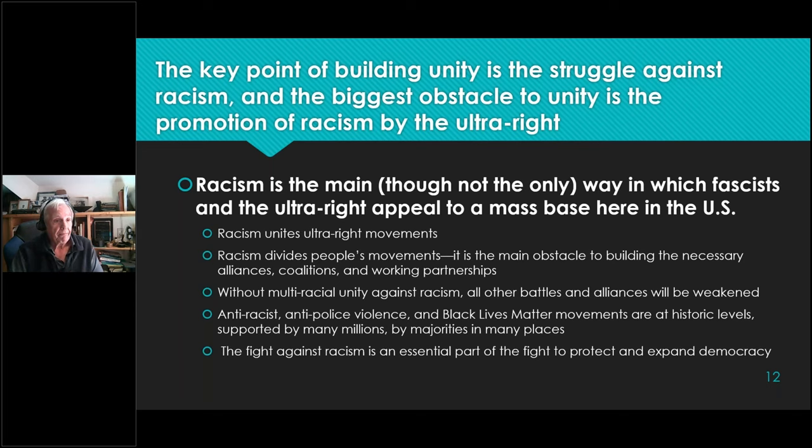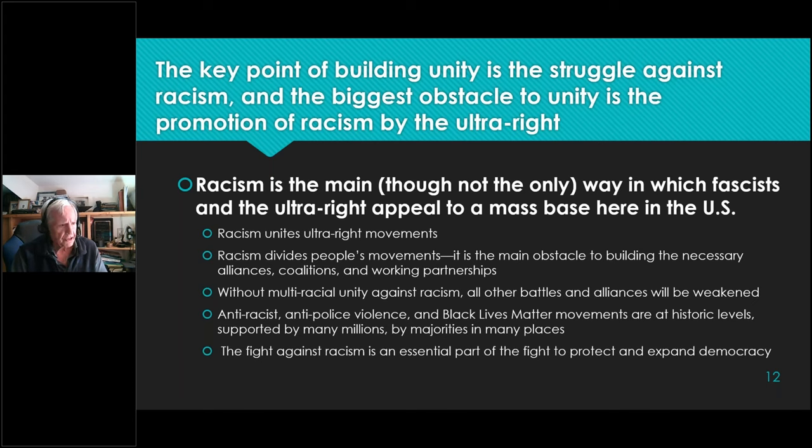So the key point of building unity is the struggle against racism, and racism is the biggest obstacle to unity. It's the main, though not the only, way in which the ultra-right appeals, and Trump appealed, to a mass base here in the United States. Racism unites ultra-right movements. Racism divides people's movements. It's the main obstacle to building the necessary alliances, coalitions, and working partnerships. Third, without multiracial unity against racism, all other battles and alliances will be weaker.